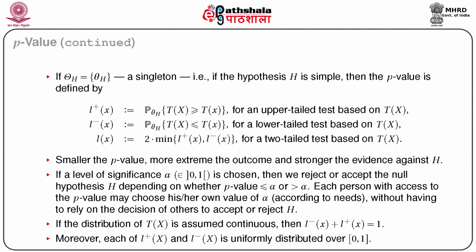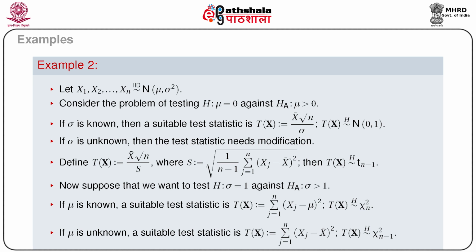It is interesting to check that under the continuous setup, the distribution of Lx, which is twice the minimum of L plus x and L minus x, also follows rectangular 0, 1 whenever theta belongs to script theta H. Let us close our discussion with some examples.